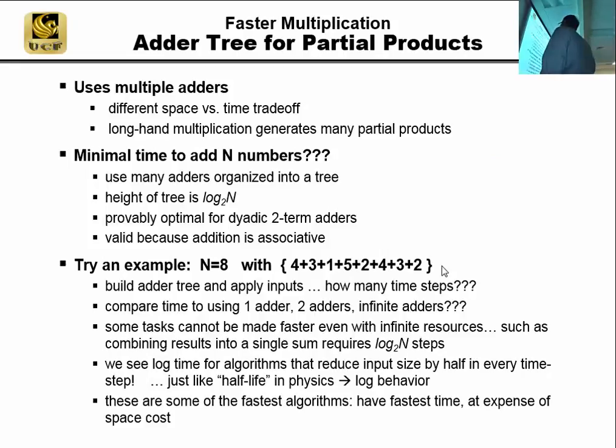So here's a thought question. Before we design the circuit, what's the minimum time to add n numbers? So for example, let's just take these numbers here. Help me out. 4, 3, 1, 5, 2, 4, 3, 2. Did I get it right? Actually, it doesn't matter. It's a hypothetical one, but that's fine.